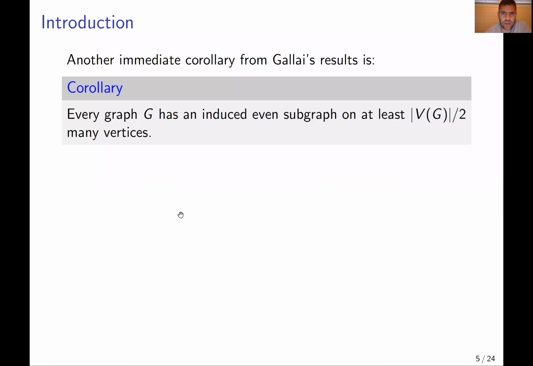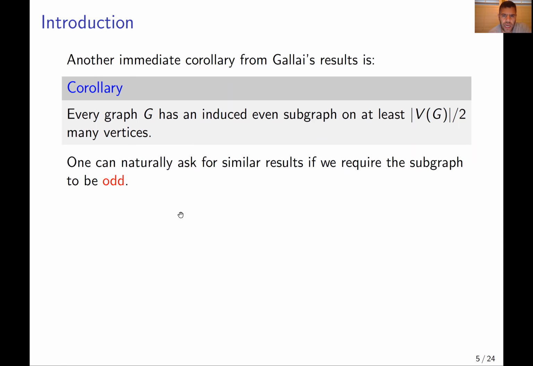Another immediate corollary from Gallai's result is that every graph G has an induced even subgraph on at least half of the vertices, right? Because the first bullet was that the vertices of every graph can be partitioned into two sets that both induce even subgraphs. So at least one of them is of size at least half of the graph. And then you can naturally ask for similar results if we require the subgraph, let's say, to be odd.